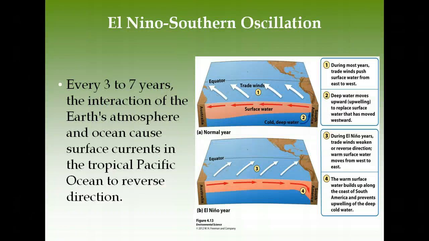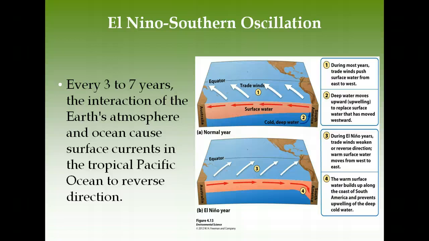El Nino is a phenomenon that happens every 3 to 7 years, and it's basically because of the way that the atmosphere and the ocean interact with each other, and it causes the surface currents in the Pacific Ocean to reverse direction. They don't really know what the cause is for when it happens. We just know that when it happens, we know the effects, but we don't really know exactly why.